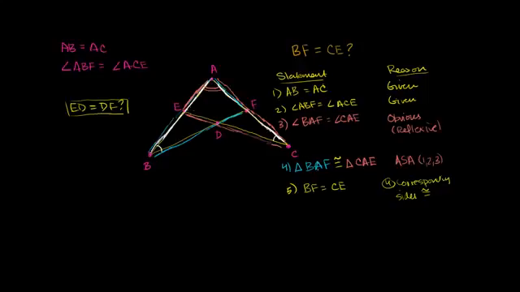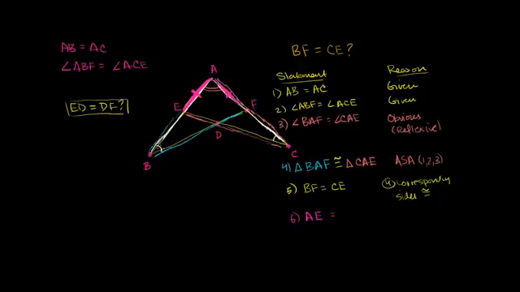We know that BAF is congruent to CAE. So we also know that this side right over here, let me do it in a color that I haven't used yet. From these two congruent triangles, we know that side AE, which is part of CAE, is going to be equal to AF, that these two sides are congruent. And the reason why is because they're corresponding sides of congruent triangles.